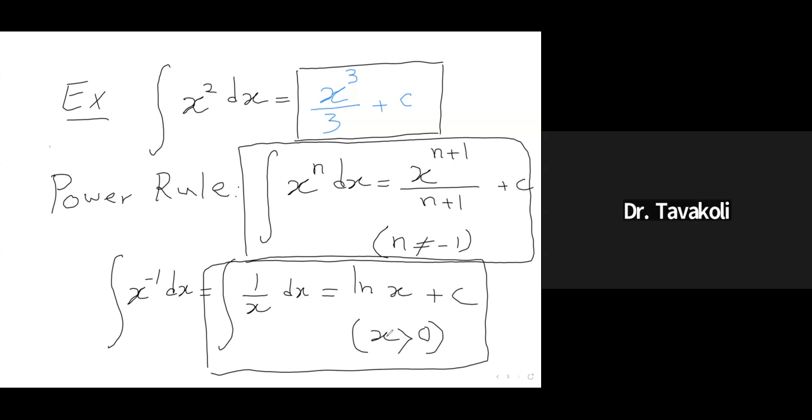But if that condition is not included, we need to put the absolute value sign here. Because as you know, with any other logarithms, this makes sense when we have the logarithm of a positive number. That's why that absolute value is needed when it's not mentioned that x is positive or negative.